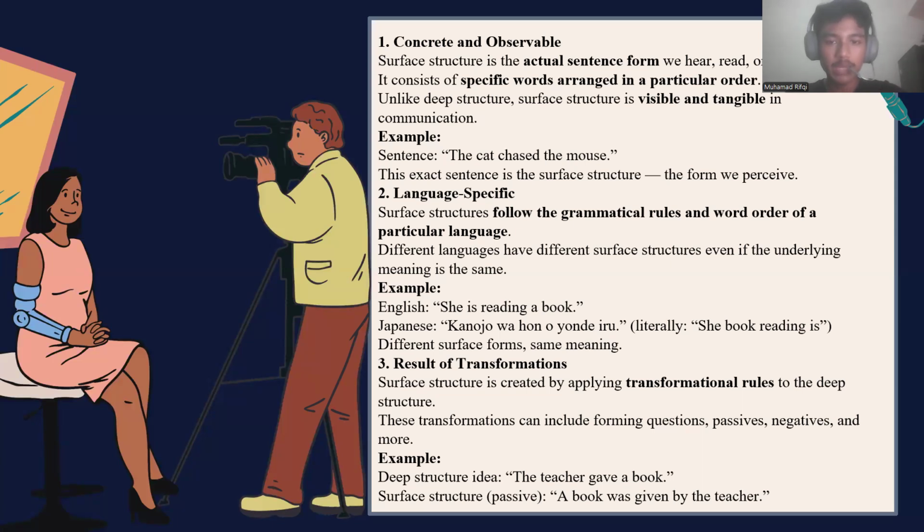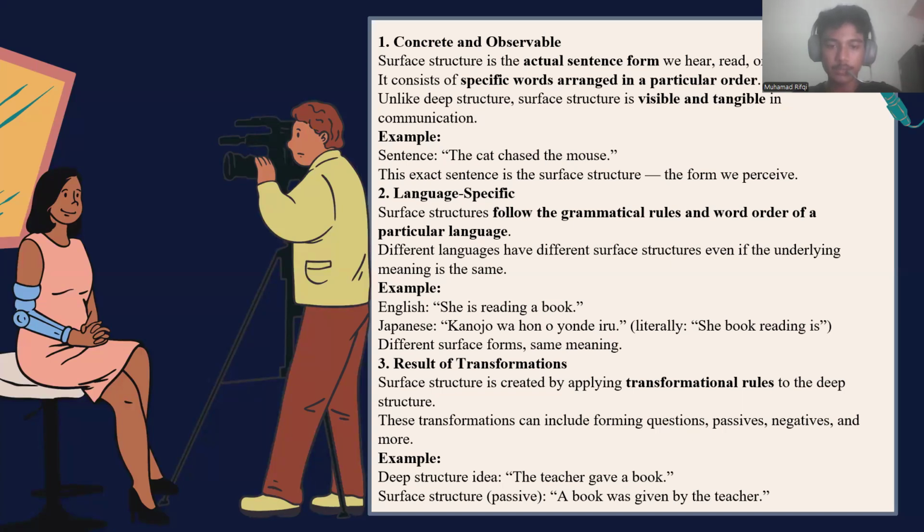Number 2, language specific. Surface structures follow the grammatical rules and word order of a particular language. Different languages have different surface structures even if the underlying meaning is the same. Example, English: she is reading a book. Japanese: kanojo wa hon o yondeiru. Literally, she book reading is. Different surface forms, same meaning.